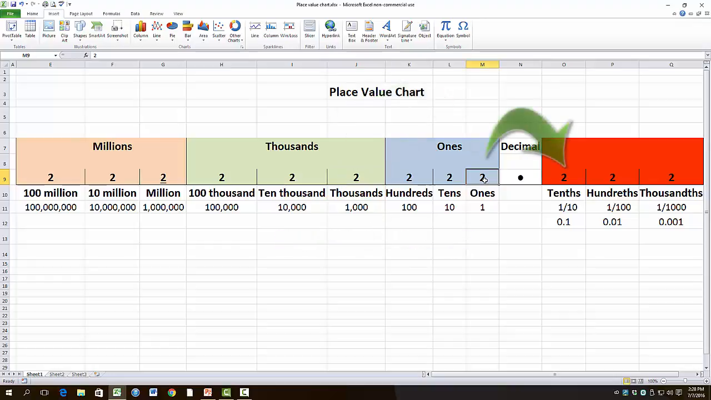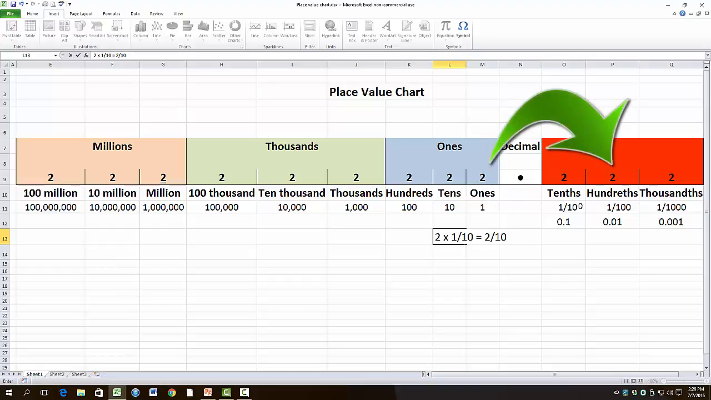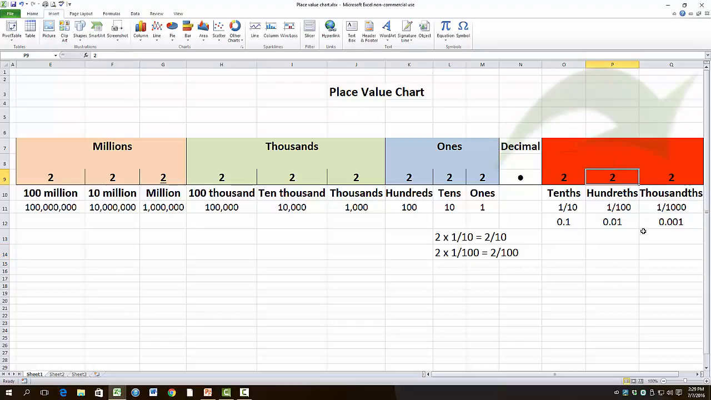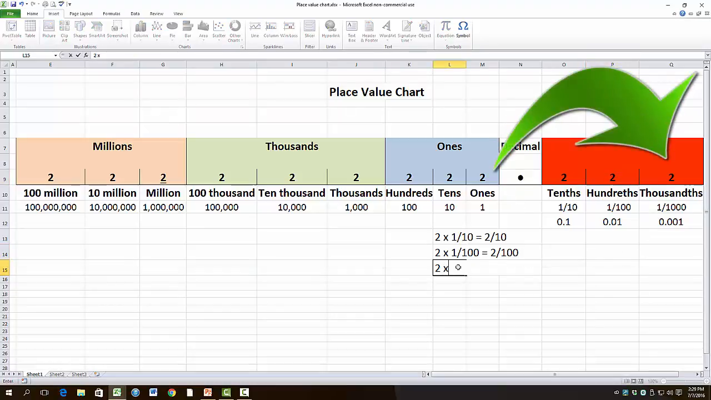Now, if I wanted to move down the place value chart, I could multiply by 1/10. So 2 times 1/10 gives me a value of 2 tenths. If I wanted to go from the ones place value down to the hundredths place value, I could multiply 2 by 1/100, and that would give me a value of 2 hundredths. So I end up in the hundredths place value. And same thing if I wanted to go to the thousandths place value. I could take 2 times 1/1000, and that would give me 2 thousandths. So I'd end up again in the thousandths place value.